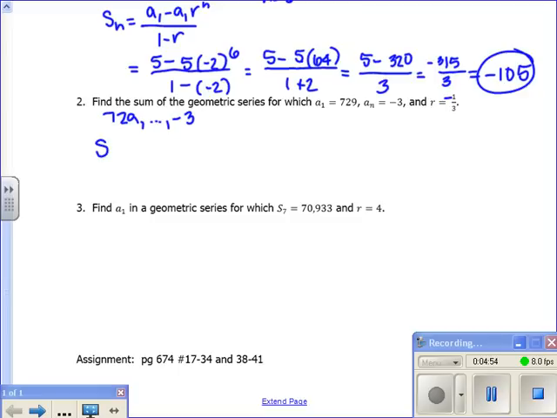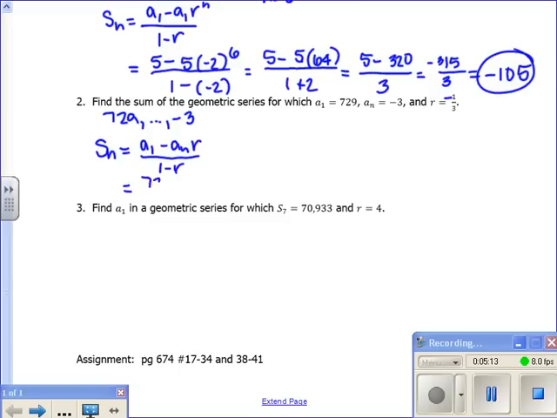Okay, so let's go ahead and use the second formula on this one. S of n equals a sub 1 minus a sub n times r, all over 1 minus r. The bottom is easy to remember because it's the same on both. Let's plug in what we know.